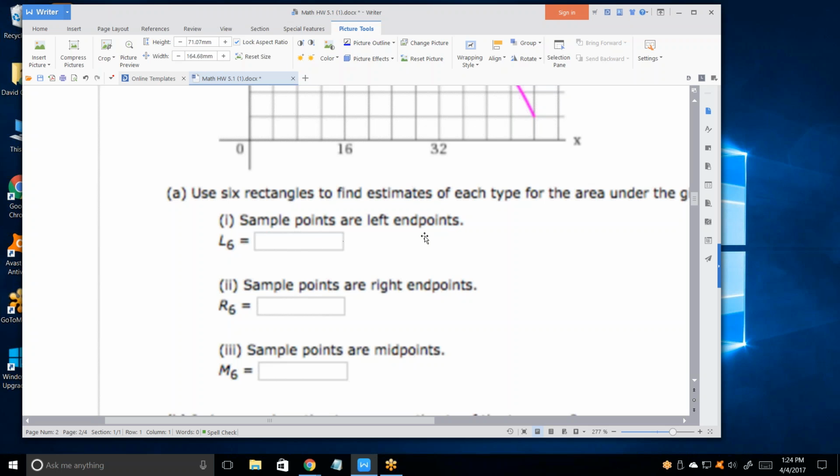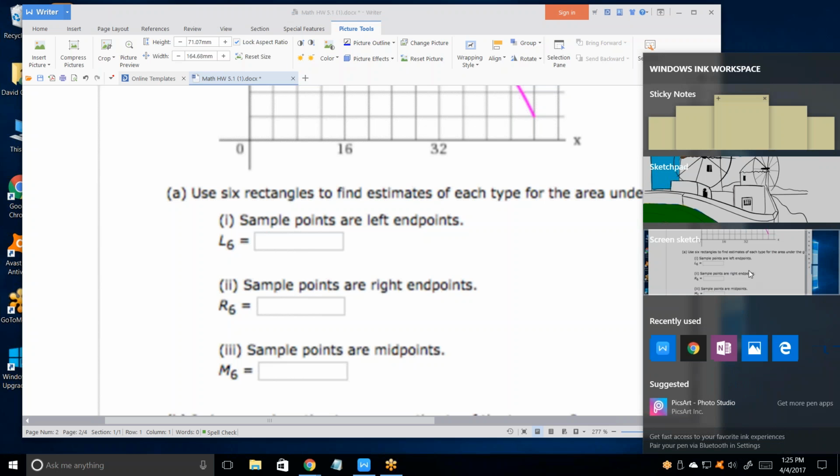Okay, so what this A sub i means is that they're using left ram. In other words, where I start is the left endpoint of the rectangle, the left upper endpoint. So that would be the same as what I'm calling left ram. Sample points are right endpoints. That's what I'm calling right ram. And sample points are midpoints. That's mid ram.